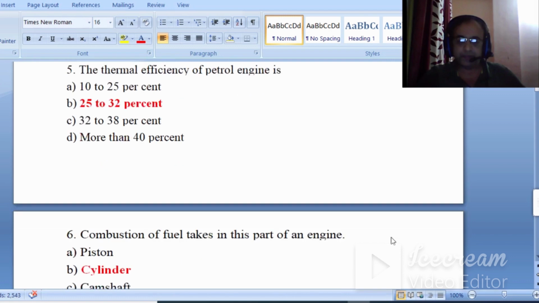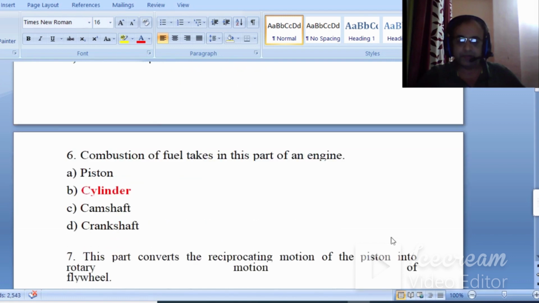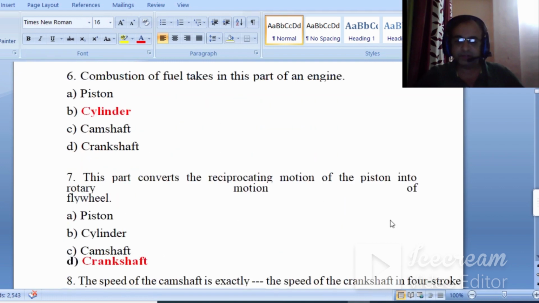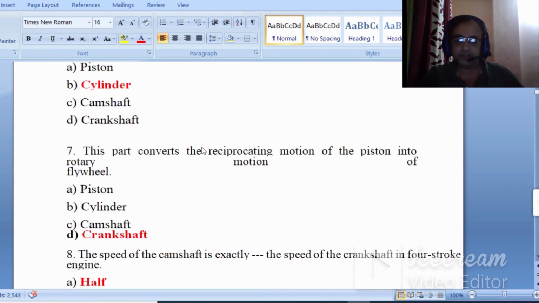Then the next one is combustion of fuel takes place in that part of engine which is the cylinder, and the cylinder is also known as the combustion chamber in which combustion of the fuel takes place. Then the next question is this part converts reciprocating motion of the piston into rotary motion of the flywheel, means reciprocating motion of the piston gets converted into the rotary motion, and the useful part is the crankshaft.